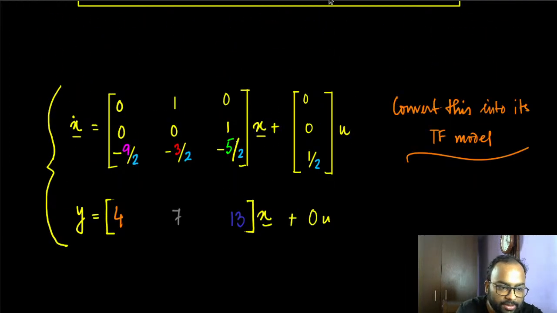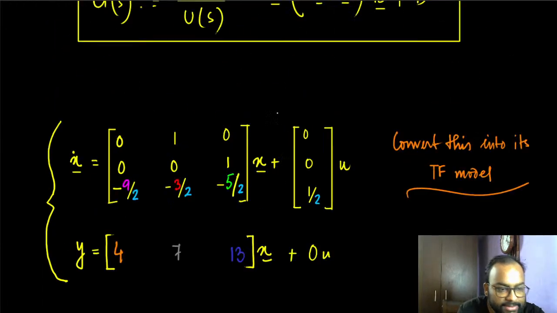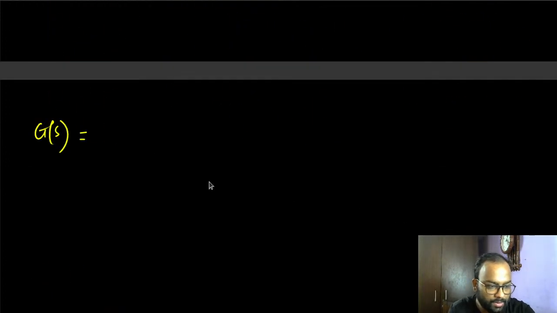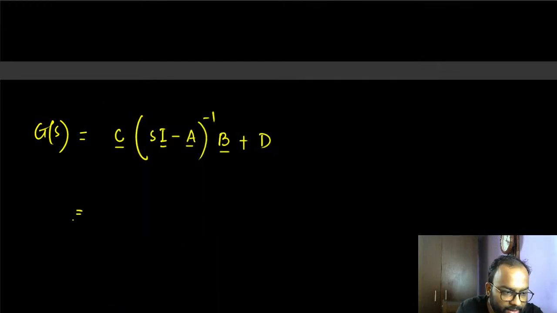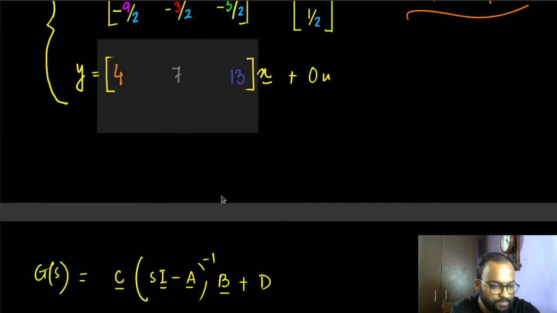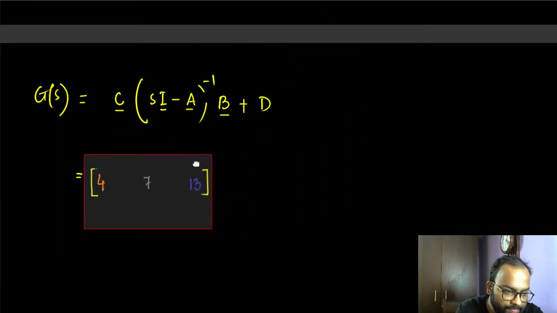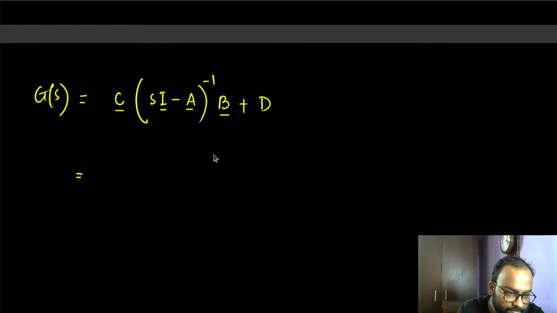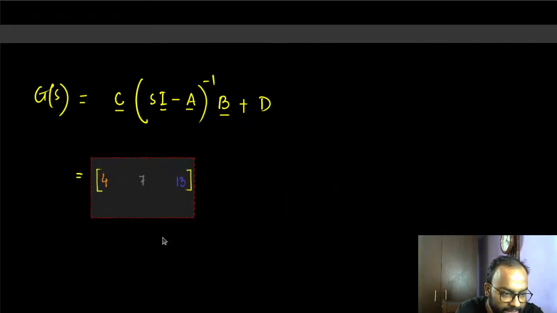So the transfer function by definition is this, right? Let me once again write it down. Now what is the C matrix? C matrix is this. So let's write it down. Make it smaller so that everything fits ultimately. All right, that's the C matrix for you.